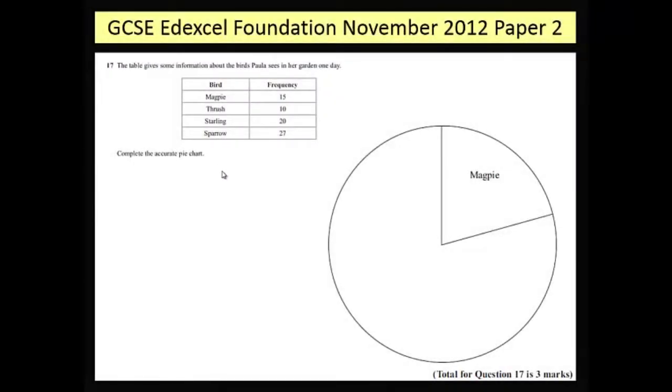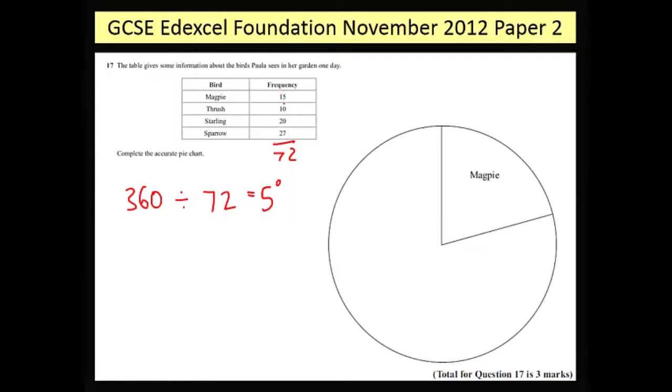In this question, we're asked to construct a pie chart from the table of information that we're given. When you construct a pie chart, the first thing you need to do is add up the frequencies. So if you do 15 plus 10 plus 20 plus 27, you get 72. We then do 360, because that's how many degrees there are in the whole pie chart, divided by 72, which gives us 5 degrees. This means that each one of these frequencies represents 5 degrees.